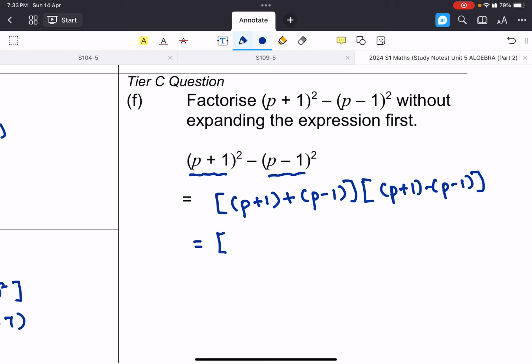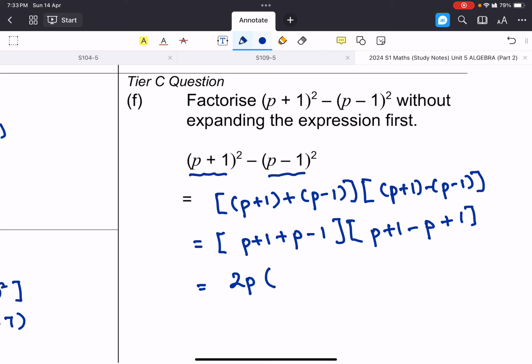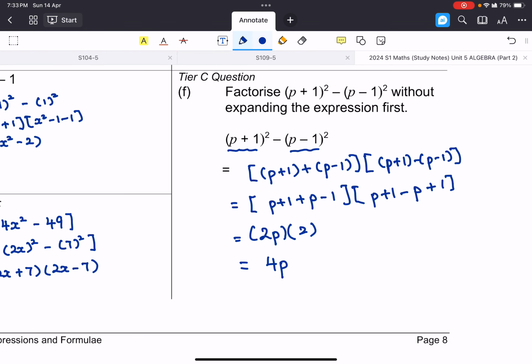So this becomes p plus 1 plus p minus 1. On this side, it is p plus 1 minus p. Remember, minus a negative 1, this is plus 1. Okay, we have to be careful here. So that simplifies to 2p multiplied by 2, right? There we go. Okay, so this will be 4p. Hey, amazing. We have successfully simplified it.